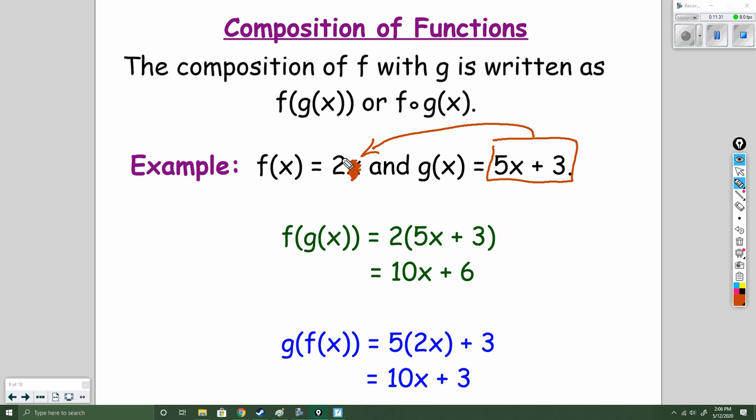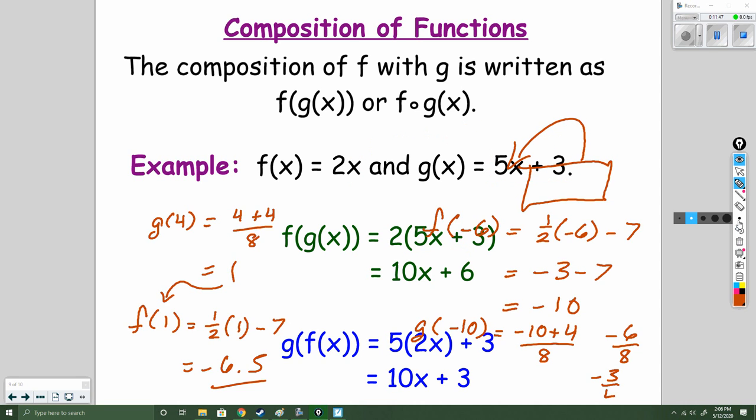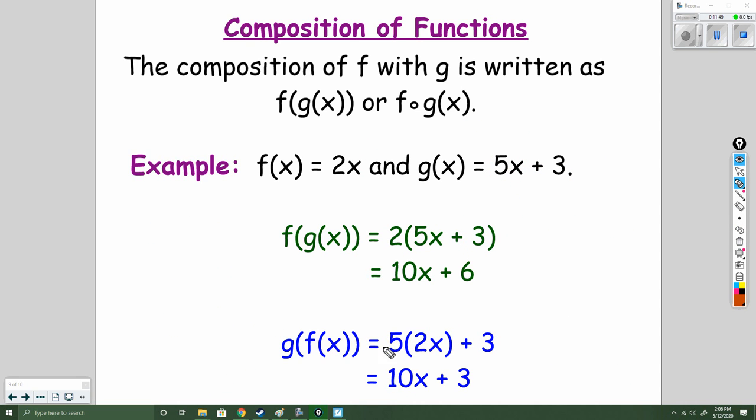So in this case, we're getting rid of x and we're plugging 5x plus 3 instead. So that's where we see this. It's 2 times function g. And then we can simplify. If we were doing g of f of x, oops, let's clear the board.